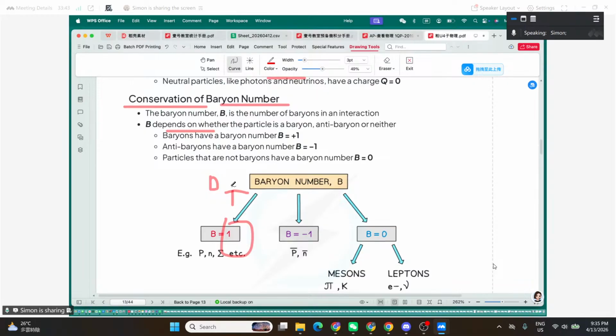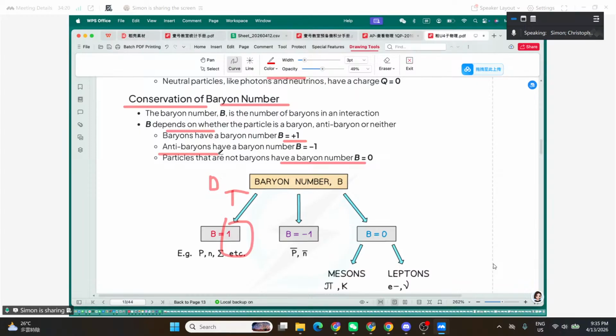So if we want to verify whether an equation conserves the baryon number or not, we check whether the particle is a baryon. If it is, we use positive one to represent the particle. If the particle is not a baryon, we use zero to represent it, right? Understand that? No problem.